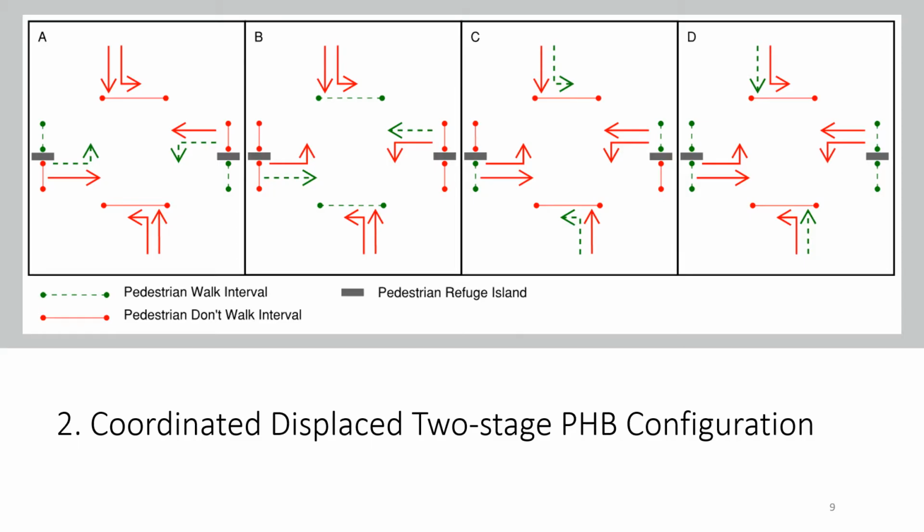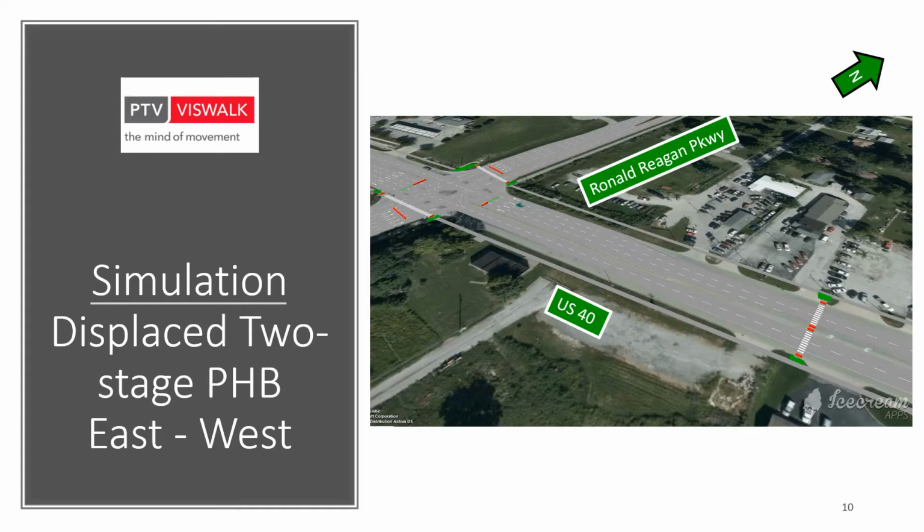The second option will have pedestrians served in 2 stages. This will allow for pedestrians to be served along with 3 of the adjacent intersection 4 phases, here seen in boxes A, C, and D. A simulation of the 2-stage pedestrian hybrid beacon can be seen here of Ronald Reagan and US 40 in Plainfield, Indiana.